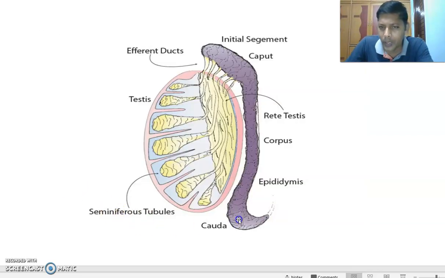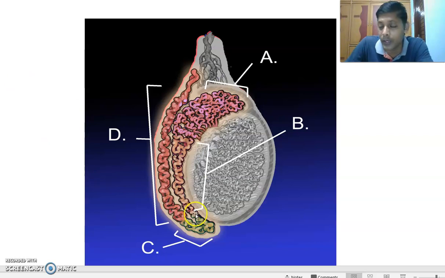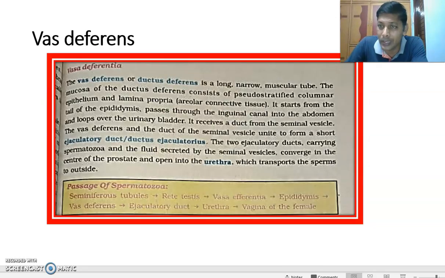Okay, what is this part? Cauda epididymis. From this cauda, what is arising here? You can see here, this D part is the vas deferens, or vasa deferentia plural, otherwise called ductus deferens. The vas deferens or ductus deferens is a long, narrow muscular tube.